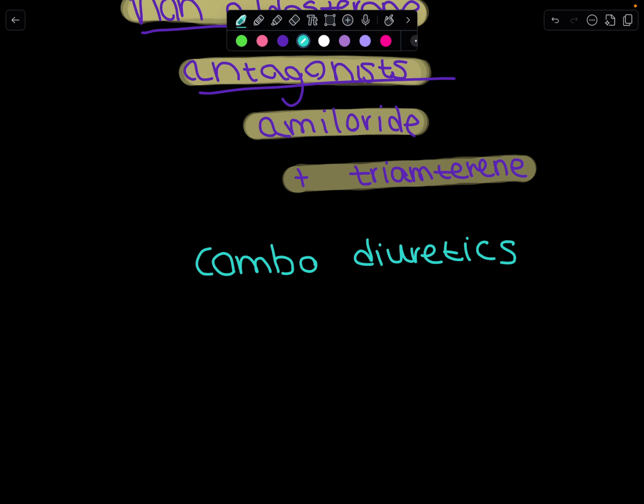Want specifics on combo dosing or risks? Tell me about, let's say, spironolactone with loop diuretics, or furosemide with amiloride, or hydroflumethiazide with spironolactone. Tell me some combos.